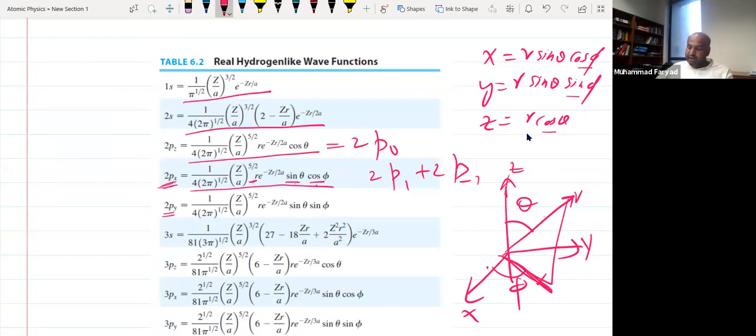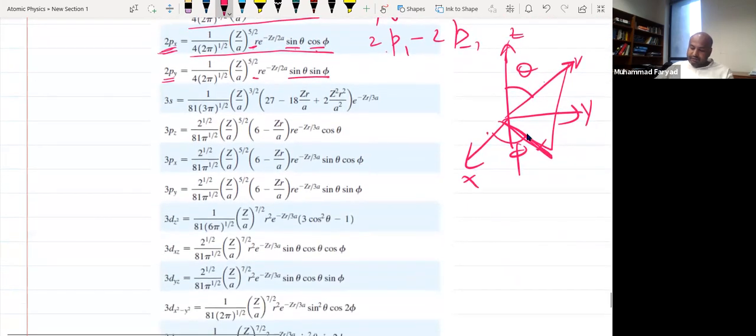Similarly, this 2py wave function, which is obtained by subtracting 2p1 and 2p minus 1, has this term r sine theta sine phi, which is y. So that's why it's called 2py. This 3s was already real. This is nothing but the 3s orbital. This 3pz again has this z dependence, and this is actually just 3p0. 3px again has r sine theta cos phi, and 3py again has r sine theta sine phi dependence.